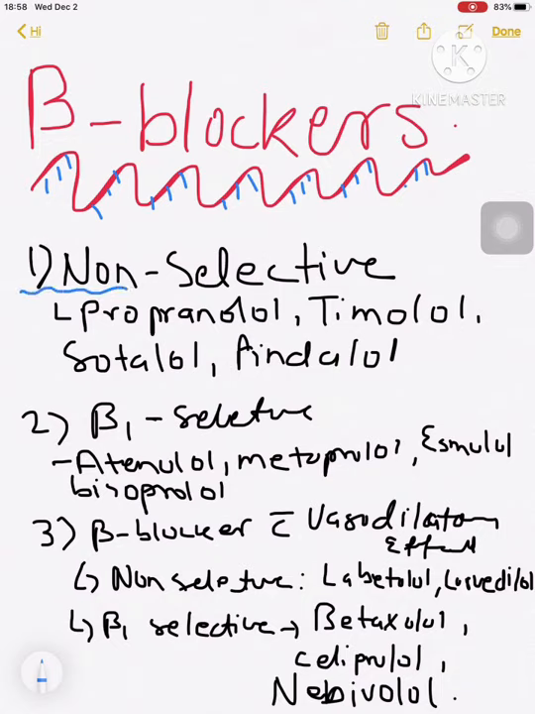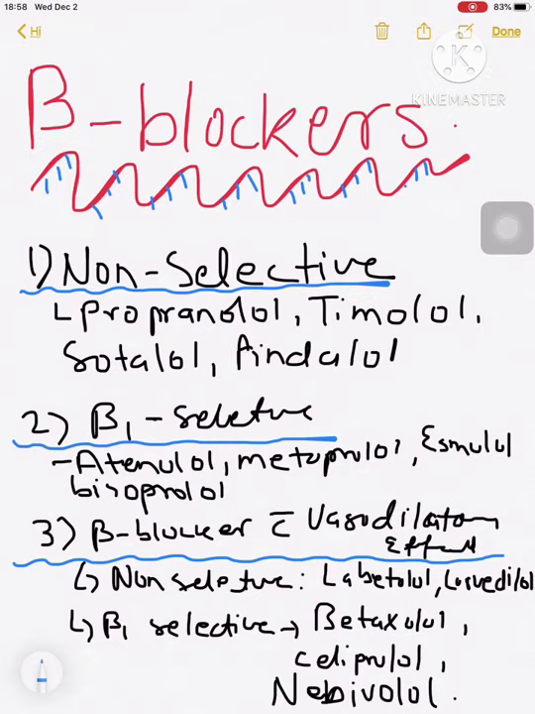The first is the non-selective beta blockers, the second is beta selective, and the third is beta blockers with additional vasodilatory effect. The non-selective beta blockers are propranolol, timolol, sotalol, and pindolol. Most of these beta blockers have LOL at the end of their name: propranolol, timolol, sotalol, pindolol, and levobunolol. Sotalol has a special feature: it can block potassium channels as well as beta receptors.